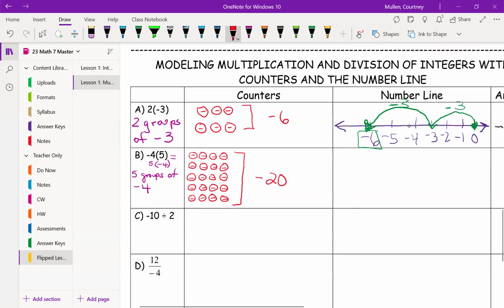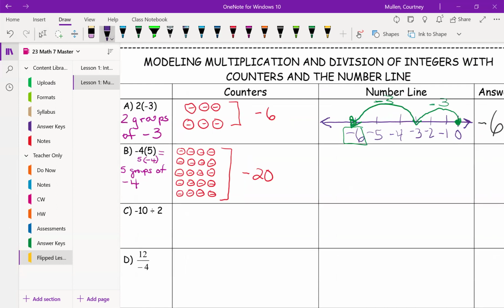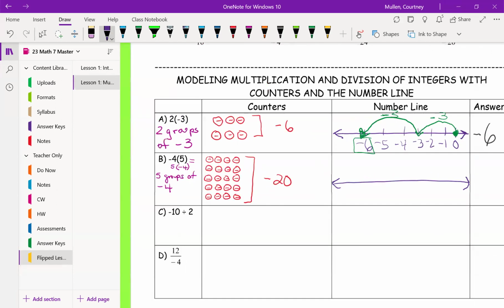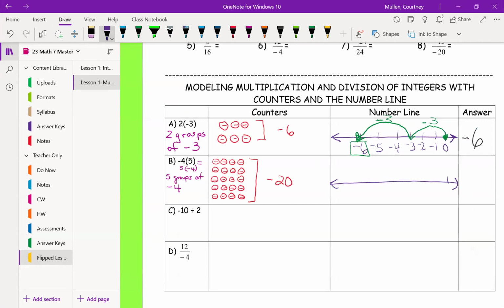Let's grab our rulers again and draw ourselves another number line. I know I'm going to be pretty negative again, so I'm still going to put 0 on the right-hand side. However, this time we might want to pick a different scale. Because we have to get out to -20 eventually, let's pick a scale. Should we go by 1s, 2s, 4s, 5s? Well, we need groups of -4. So maybe we will skip count by -4.